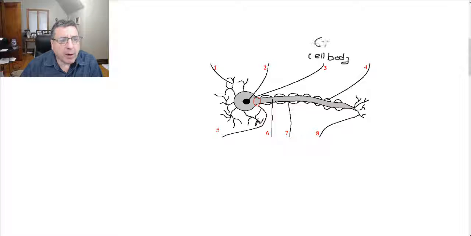Cell body is also given another name of soma. Okay, so sometimes you will hear the word soma, sometimes cell body, but the cell body is basically the control center of the nerve within the cell body.